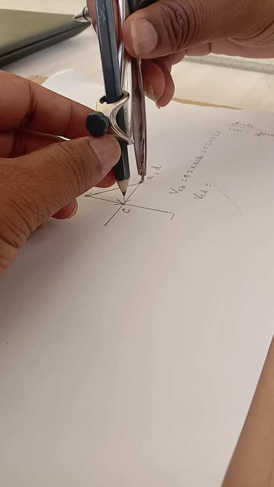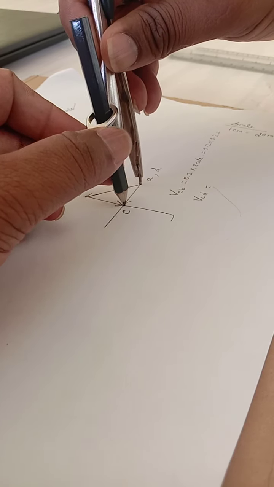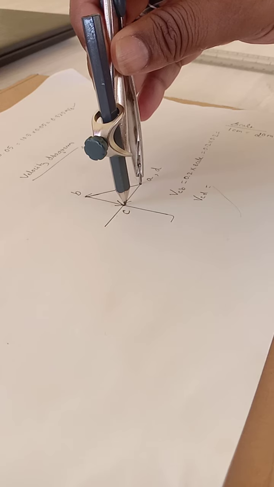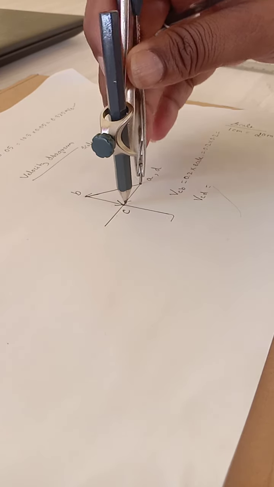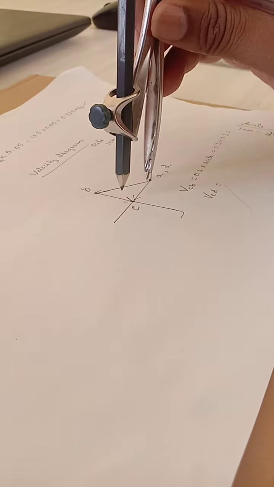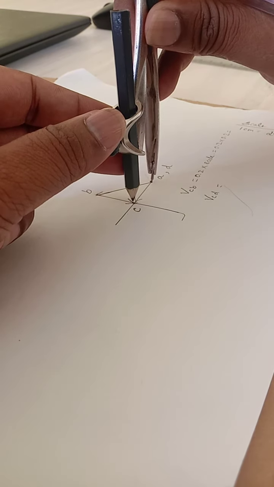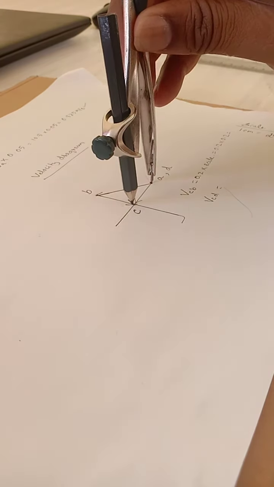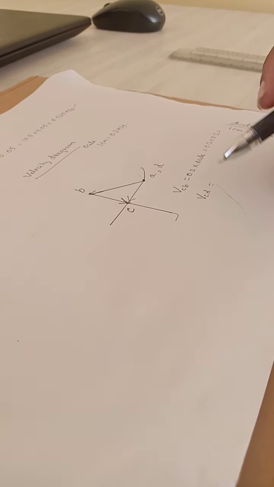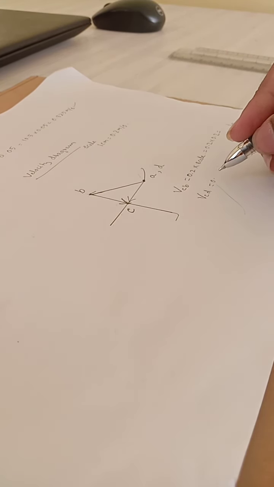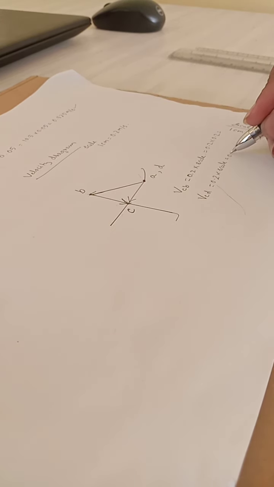VCD is also the same thing. You measure this and transfer it to the scale. You are getting almost the same, with a little difference. It all depends on accuracy, how accurately we have drawn. Here also you are getting some 0.2 only into scale, so almost you will get the same values.